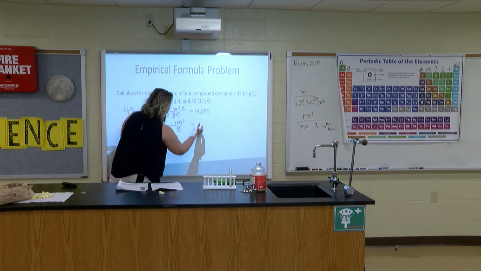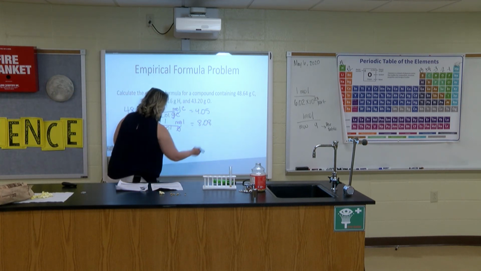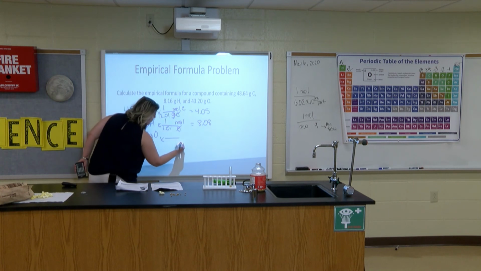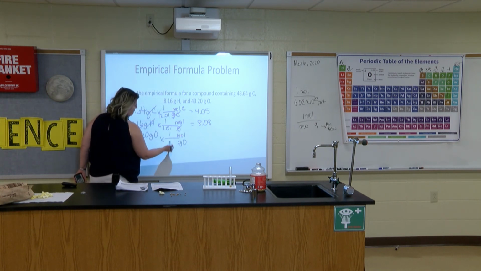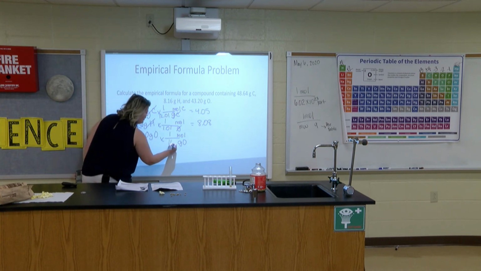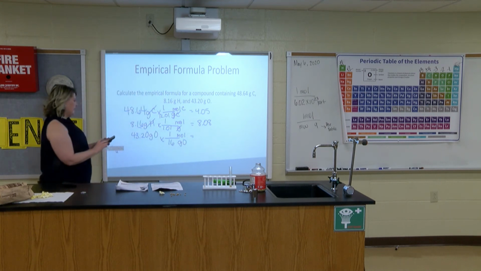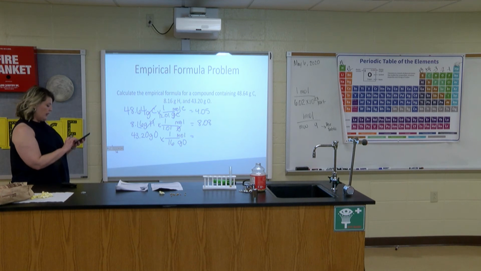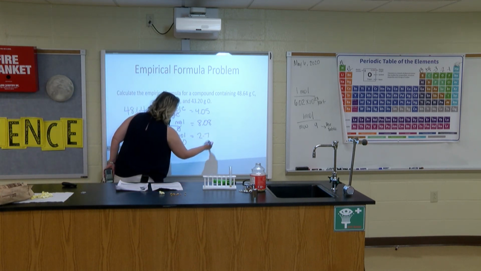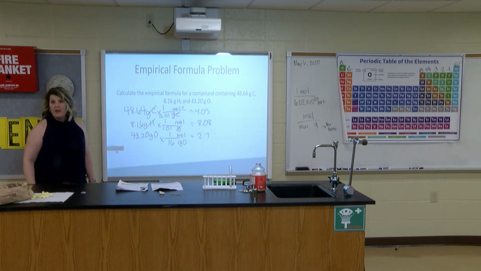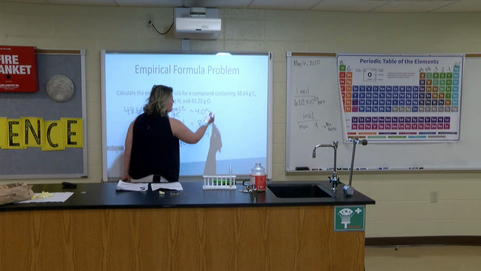And that's going to give me 8.08. I'm going to do the last one, which is grams of oxygen to moles of oxygen. 1 goes with mole. Grams of oxygen is 16. So I'm going to say 43.2 divided by 16, which gives me 2.7. The next step was divide everything by the smallest.